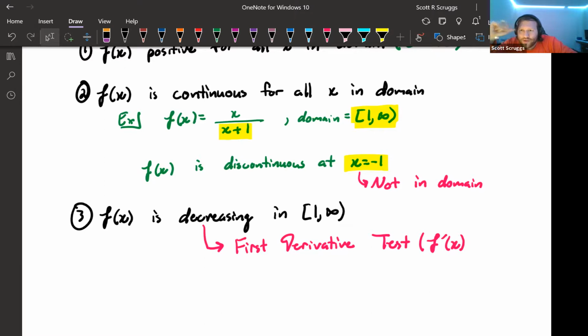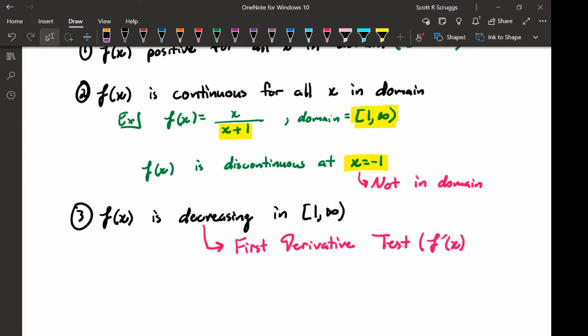For me to use the first derivative test to show decreasing, what must I show with the first derivative? Do I need to show it's positive? Do I need to show it's negative? Do I need to show anything else about it? That it's positive.